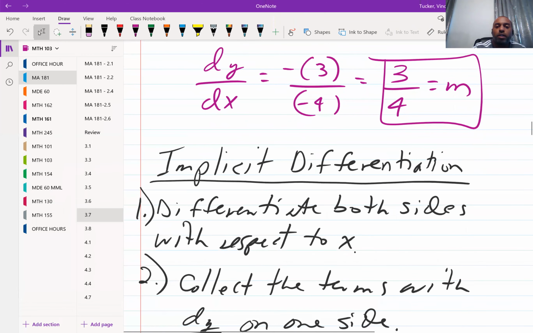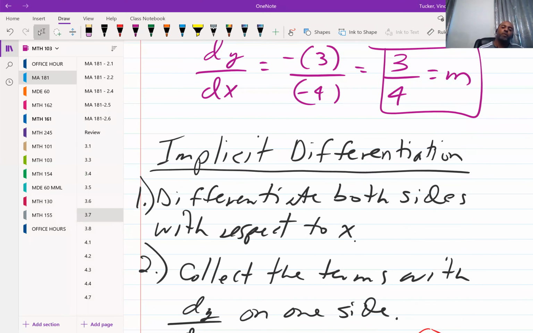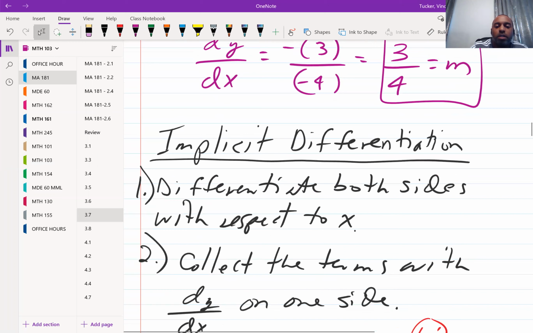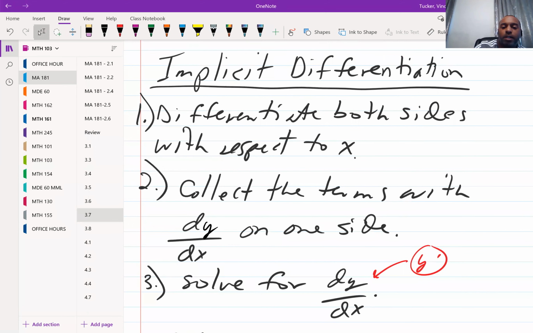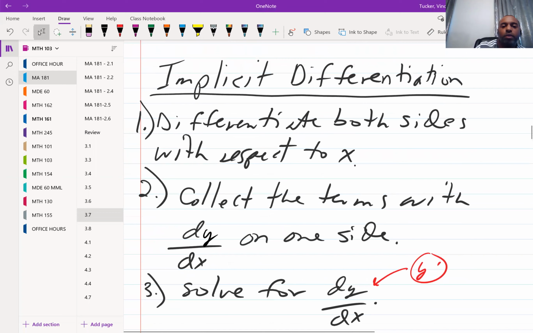All right, so taking implicit differentiation to the next step, it gives us a few steps that will help guide us on doing so. So we're going to differentiate both sides with respect to x. Collect the terms of dy/dx on one side. Solve for dy/dx, which is y prime, and that would be the derivative. So that would be implicit differentiation.